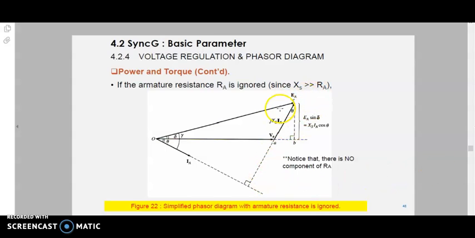You can see that your EA is jXS IA, perpendicular at 90 degrees. The armature resistance is ignored this time, because your reactance here is much bigger compared to the internal resistance of your coil, RA. So the armature resistance is ignored, and you can see there is no RA component here, no IA RA, only IA and then E.